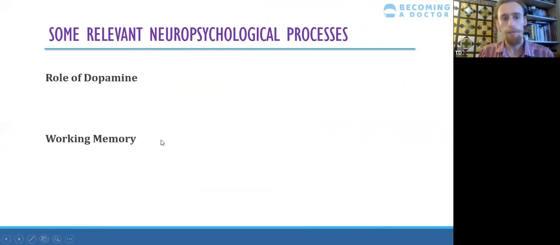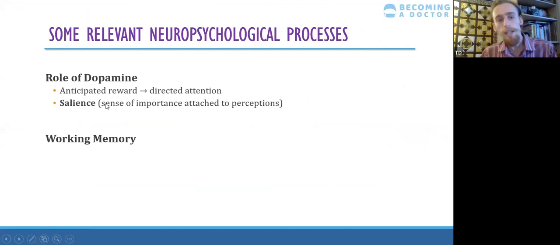But yeah, that's quite brief on that. But some particularly relevant things that I think are interesting. Firstly, the role of dopamine. I mean, it's the big one. Because dopamine is largely responsible for salience. It's all about directing our attention and our motivation towards stuff that's rewarding.